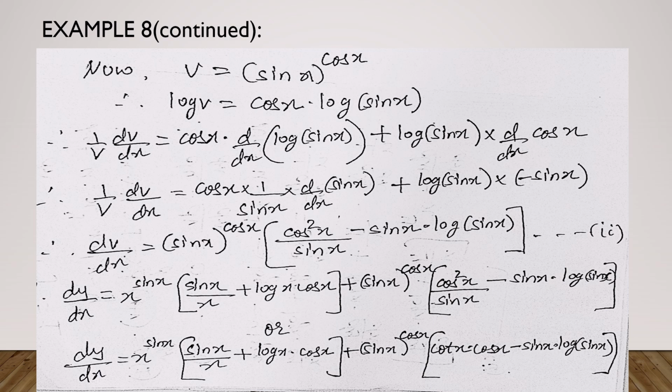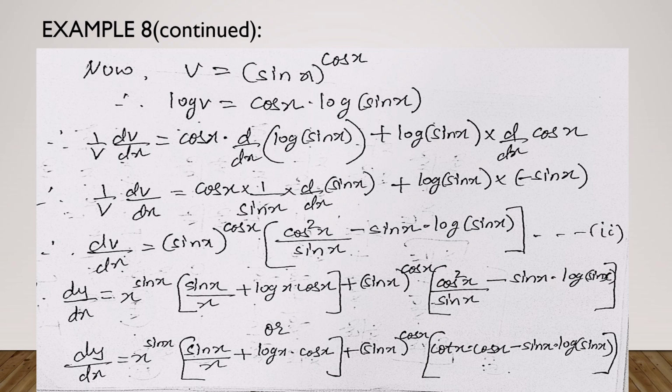So what you get is cos square x, correct? So now ultimately dv by dx is v into, means sin x raised to cos x into cos square x upon sin x minus sin x into log of sin x. Let this be equation 2.